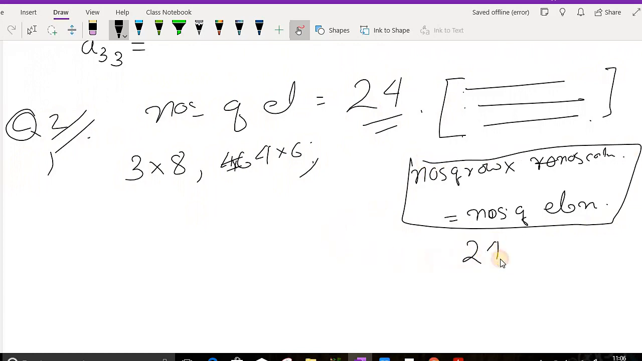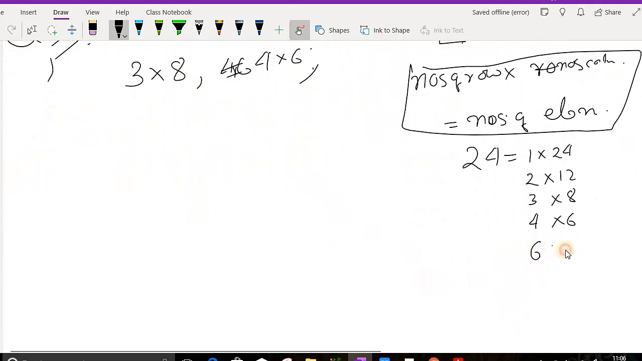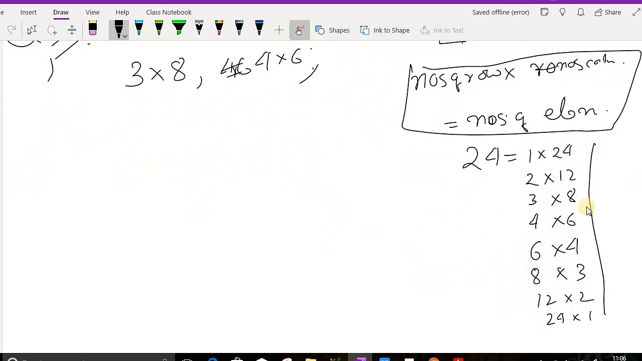So now you have to write 24 as a product of two natural numbers. First of all, write all the possible products of two numbers. How can you write 24? First thing is 1 into 24. Next 2 into 12. Next 3 into 8. Next 4 into 6. And 6 into 4. 8 into 3. Then 12 into 2. Then 24 into 1. So these are the possible orders. That's it.